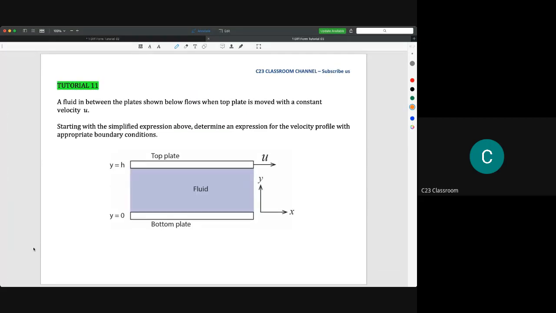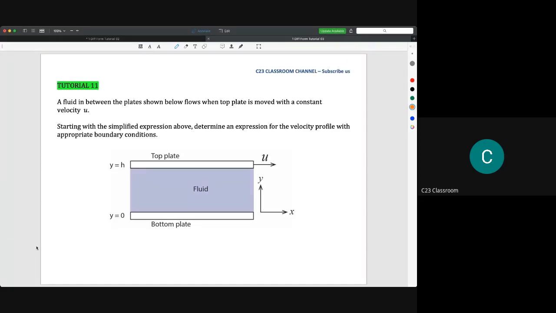So this is tutorial number 11. A fluid in between the plates shown below flows when the top plate is moved with a constant velocity U. Starting with the simplified expression above, determine an expression for the velocity profile with appropriate boundary conditions.